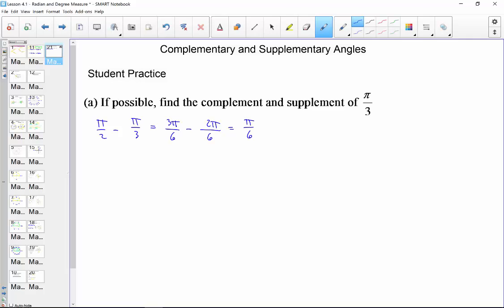Now let's find the supplement. The supplement is an angle that we need to add to pi over 3 to equal pi. So in order to find the supplement, we're going to subtract pi over 3 from pi. Again, we need to find a common denominator, 3. The denominator of pi is 1. 1 goes into 3 three times, so we have 3 pi over 3 minus pi over 3 equals 2 pi over 3. So 2 pi over 3 added to pi over 3 equals 3 pi over 3, which is pi. So 2 pi over 3 is the supplement.